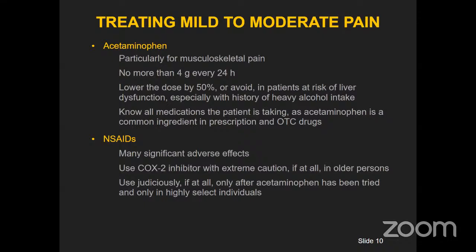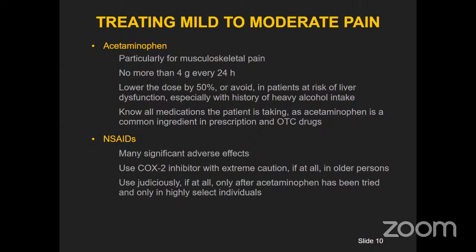Particularly for musculoskeletal pain, no more than 4 grams every 24 hours. Lower the dose by 50% or avoid in patients at risk of liver dysfunction, especially with a history of heavy alcohol intake. Know all medication the patient is taking, as acetaminophen is a common ingredient in prescription and over-the-counter drugs.